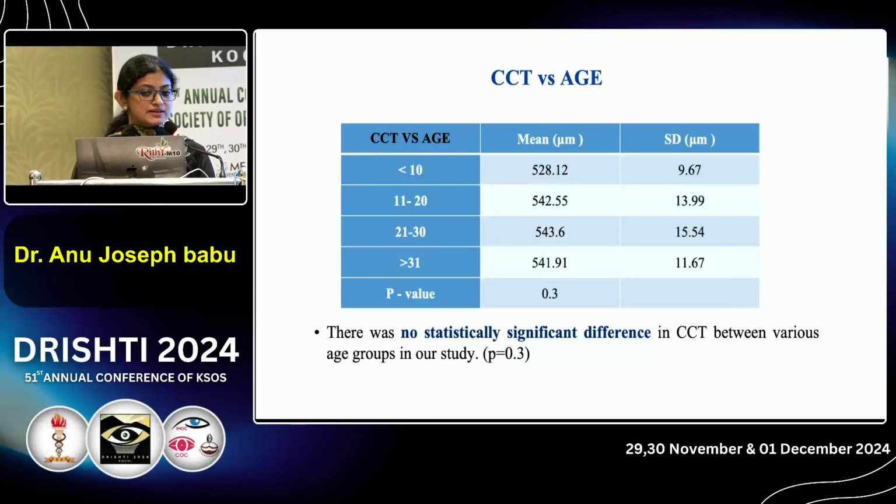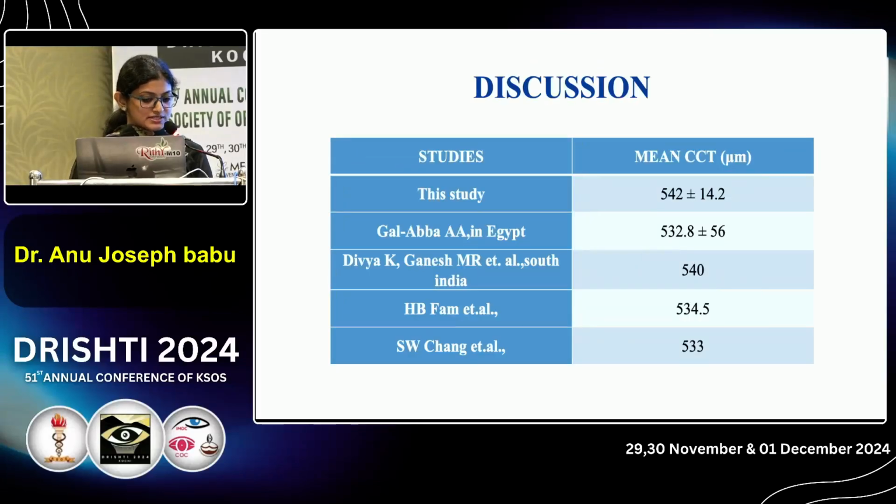We also compared CCT versus age, and it also shows that there was no significant difference in the CCT between various age groups in our study. Coming to discussion, in our study the mean CCT was 542 plus or minus 14.2 micrometer, and similar studies conducted by Galappa, Divya K, Ganesh MR in South India, SB Pham et al. and SW Chang also got similar mean CCT values.